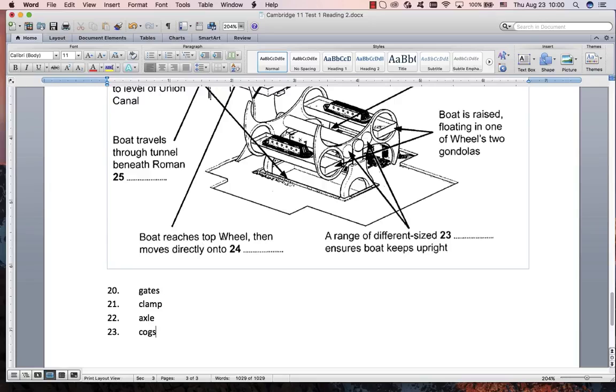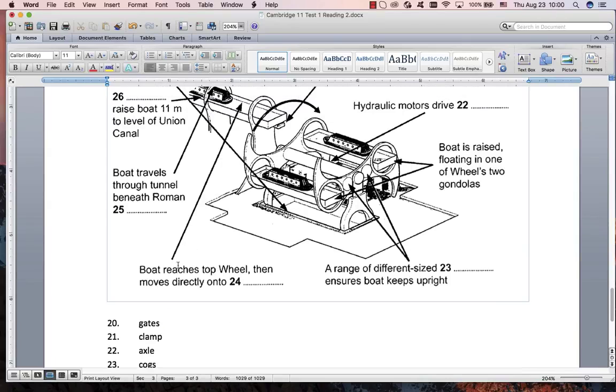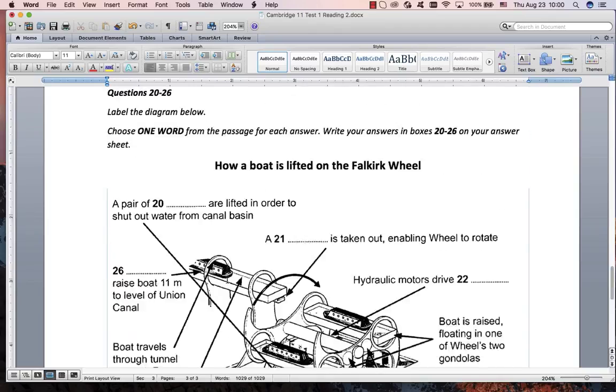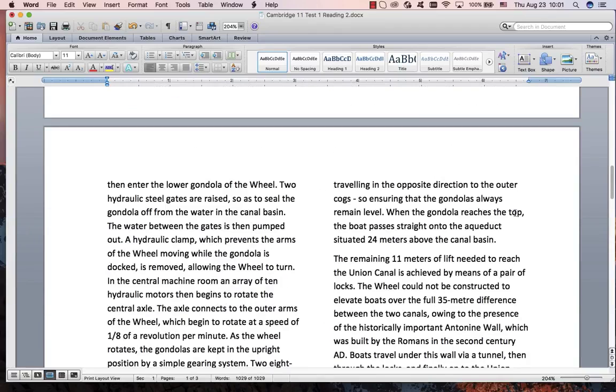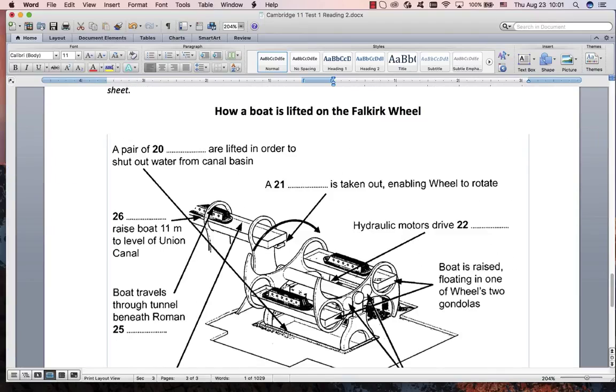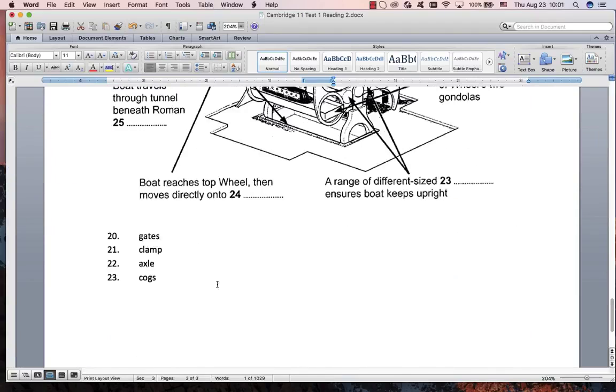Right, the boat reaches the top wheel, then moves directly onto... It can be anything. It'll be a noun, but we don't know if it's plural, whatever. So the grammar doesn't really help us here, but let's see what we can see. When it reaches the top, the boat passes straight onto, and there it is over there. Unfortunately, we're only allowed one word, so we must just choose aqueduct. Onto aqueduct. It's short language that they use in diagrams. Probably the biggest thing that helped you was the preposition onto.